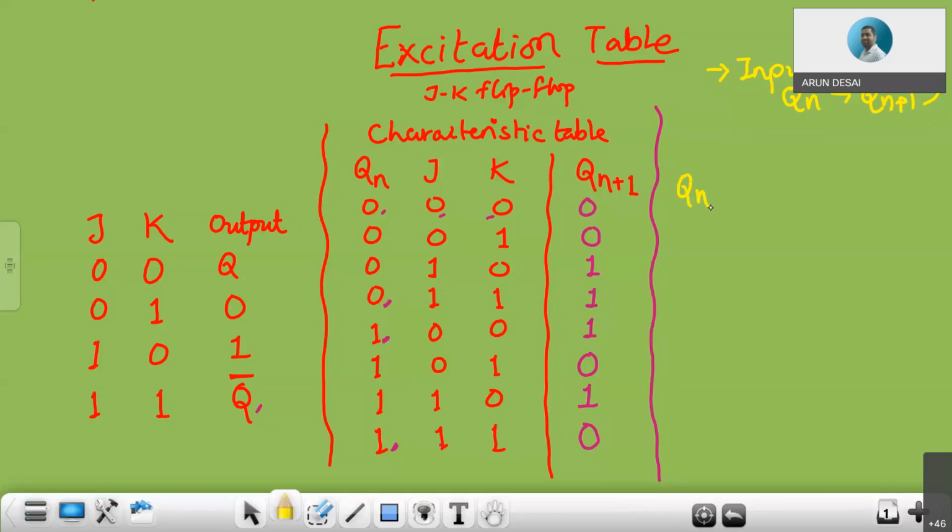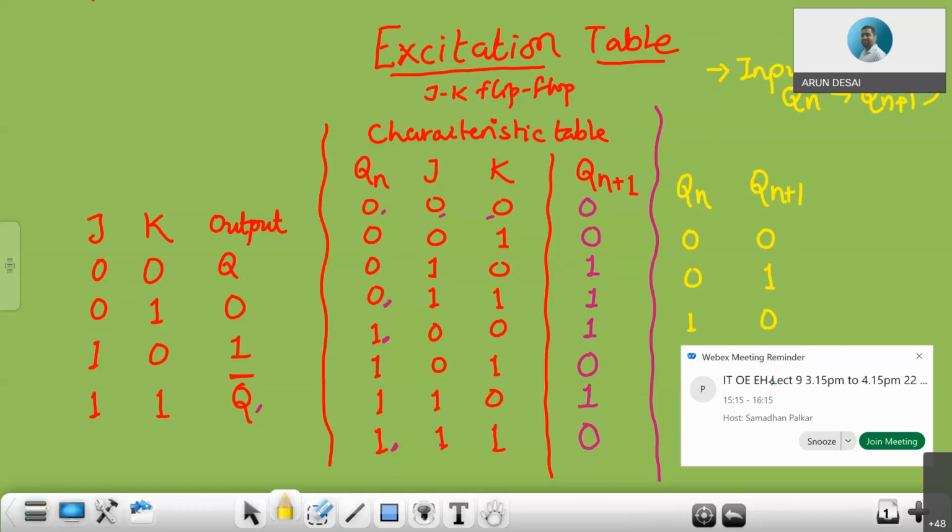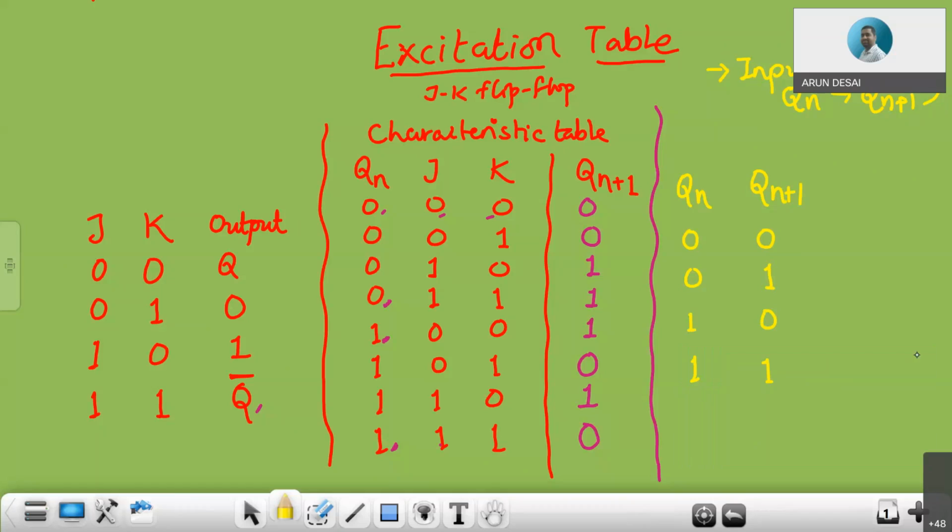This is my previous output, this is my current or next output. So we have two variables. Based on those two variables, what combinations does it have? It has four combinations, right? 0 0, 0 1, 1 0, and 1 1, right? So if my previous output is 0, then my next output would be either 0 or 1, right? And if my previous output is 1, it becomes either 0 or it stays as it is, right?